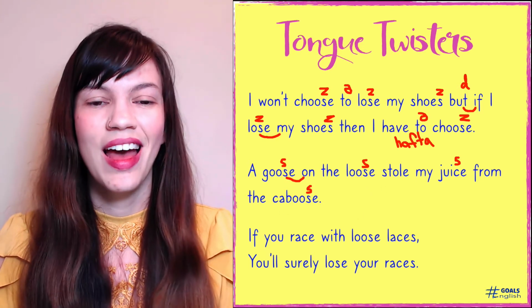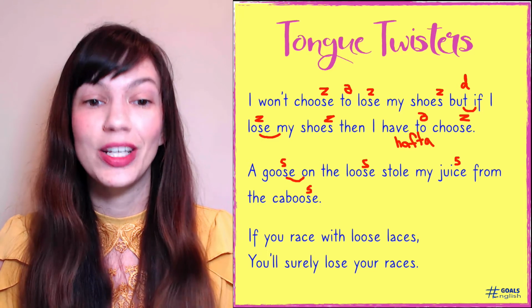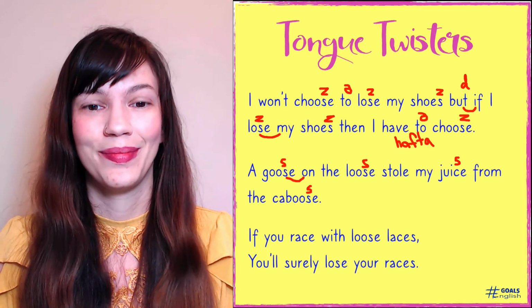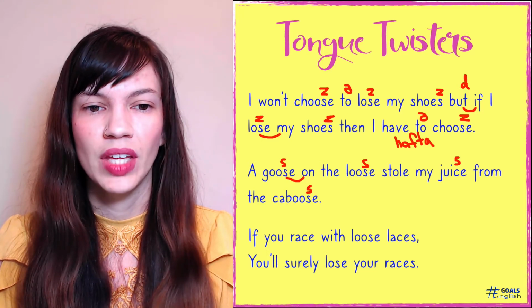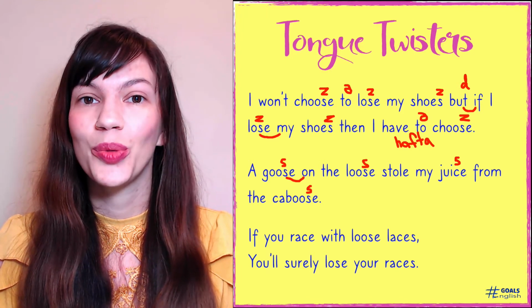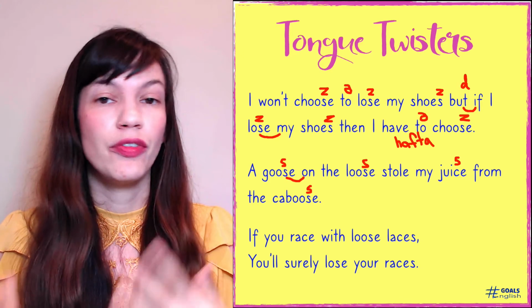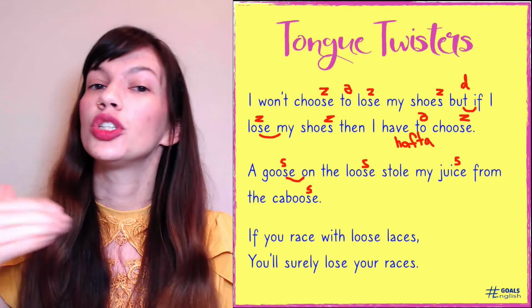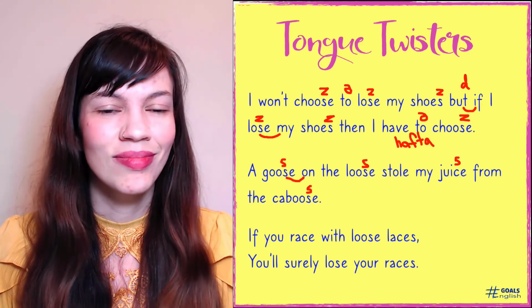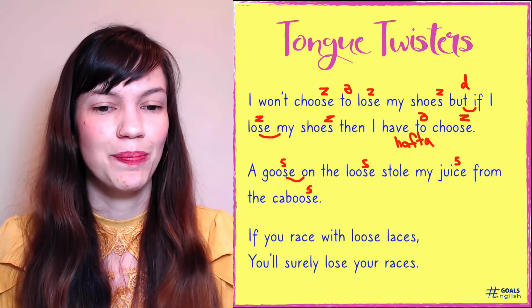One more time. A goose on the loose stole my juice from the caboose. A little faster. A goose on the loose stole my juice from the caboose. Okay, so make sure you're repeating, and if some are too fast or too difficult, just go back and try again. Okay, third one and last one.